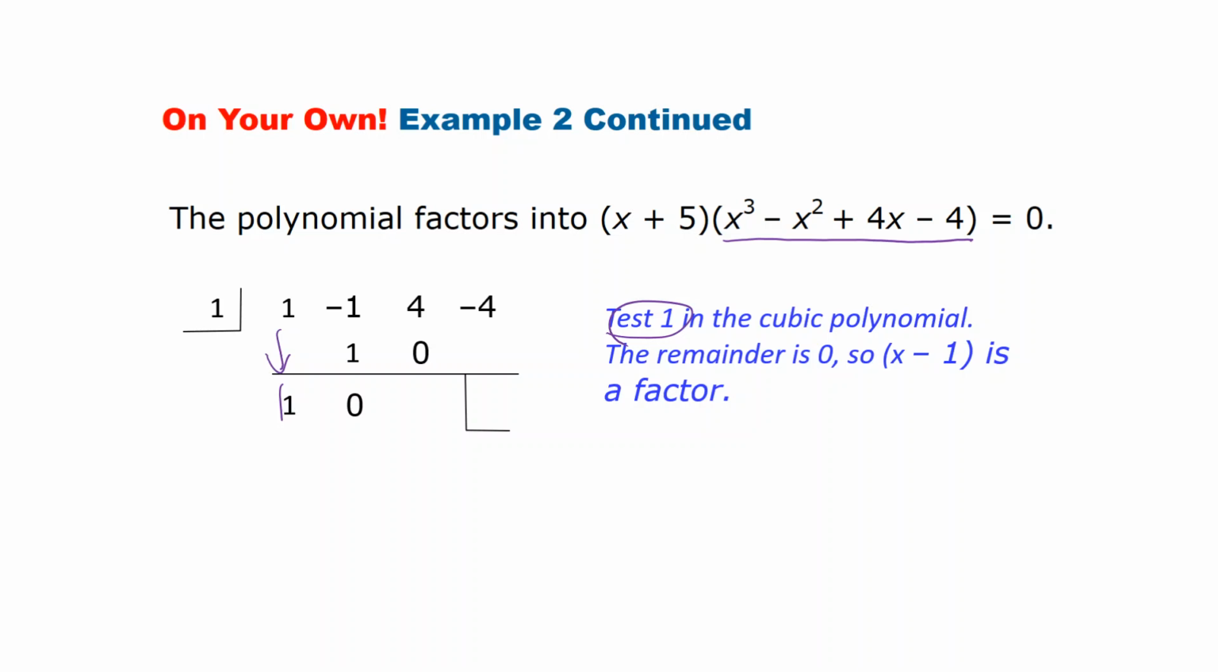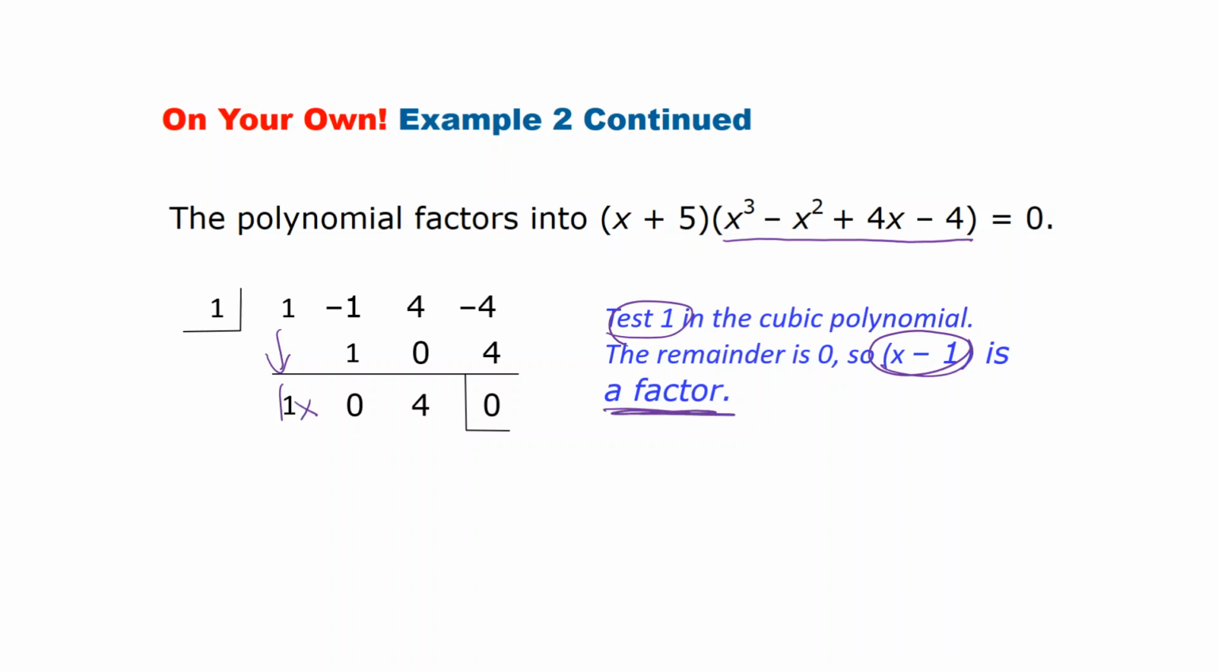1 times 0 is 0. 4 plus 0 is 4. And 1 times 4 is 4. And that gives us a 0. So we end up, once again, with 1, 0, and 4. And we find that x minus 1 is indeed a factor. Yay. So now we have 2 of them.